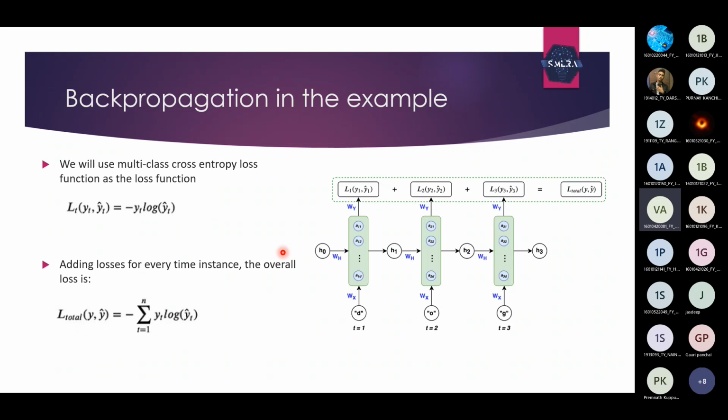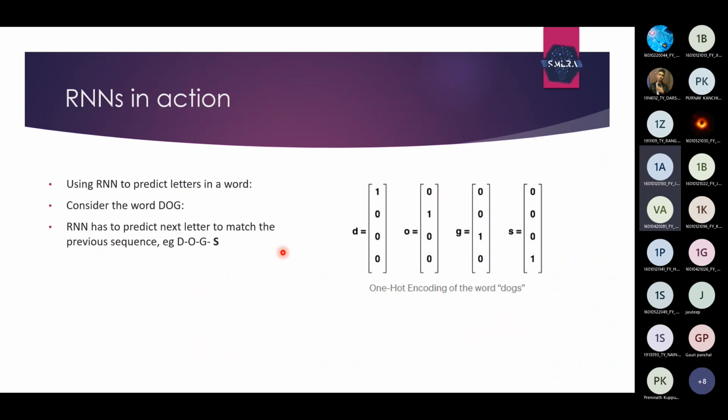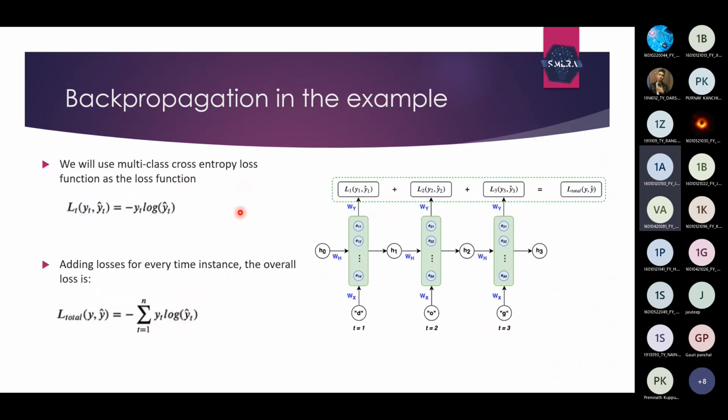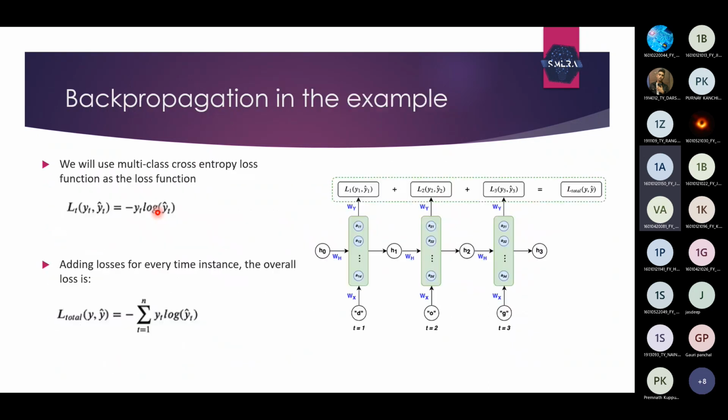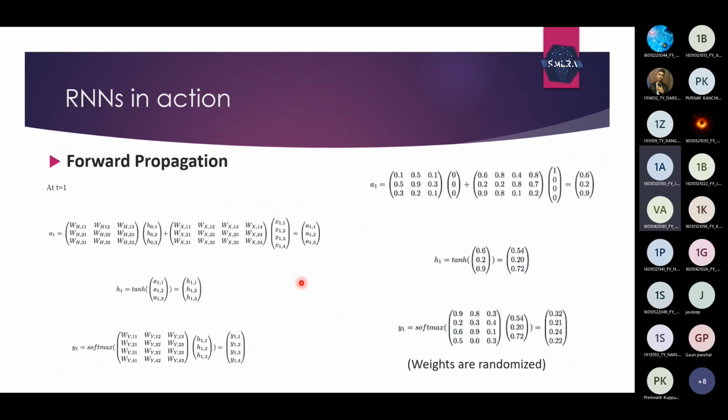So how does it work? In our example, we took this DOGS. We can use the multi-class cross entropy loss function. What is it? Basically it is minus of the probability that the class belongs to the target, times the log of the probability that the class belongs in the predicted. If you see over here in the case of DOGS, this y_t is 1 because this is 100, and y hat t is 0.32. That is for the first value.